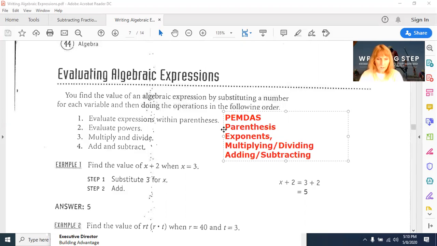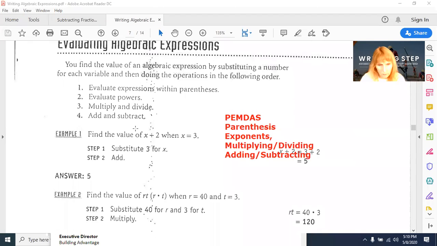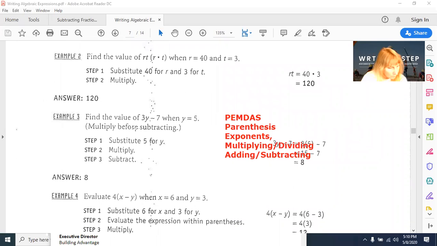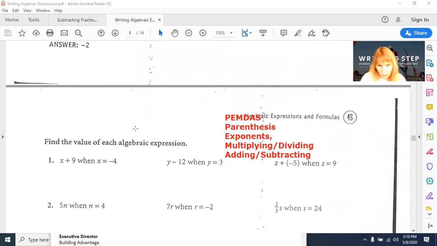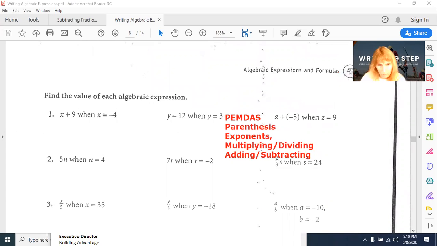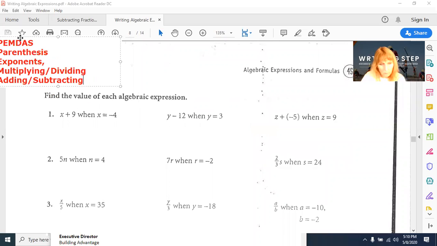You are doing parentheses first. We'll give an example. Then exponents, then multiplying or dividing, whatever comes first from left to right, as if you were reading a book. You always read from left to right. Do the same thing with math expressions. And adding, subtracting from left to right, whatever comes first. So let's take a look at some of these. I want to go to page 45 where they have some examples here. And I'm going to move this so that we can keep this up here maybe.